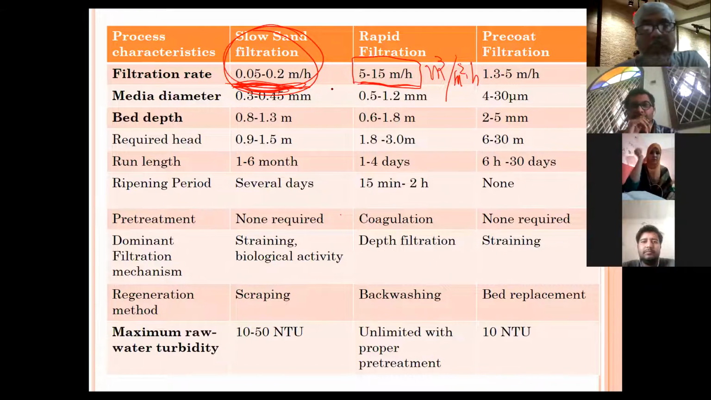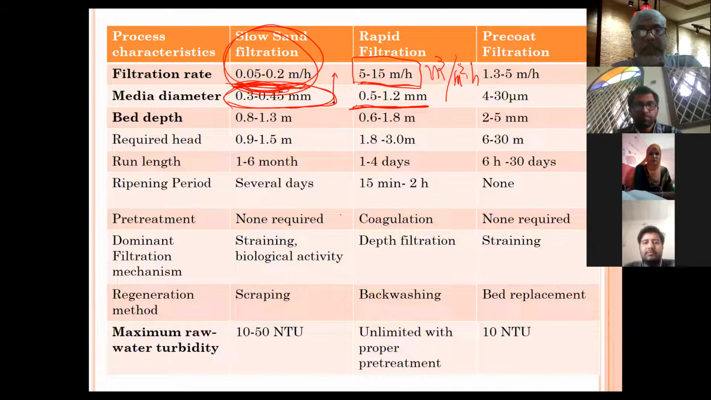And this filtration rate depends on the diameter of the media. If the diameter of the media is smaller, 0.3 to 0.45 millimeter, then we call it a slow sand filter, or we use this kind of media in a slow sand filter. If the diameter of the media is 0.5 to 1.2 millimeter, meaning bigger, then we usually use them in rapid filtration. That is the main thing.